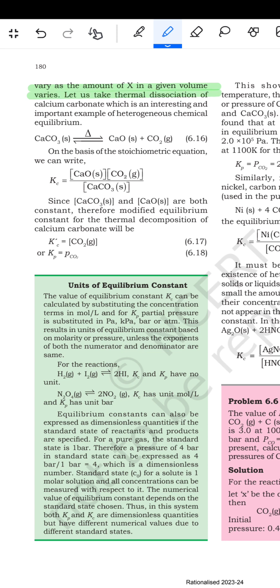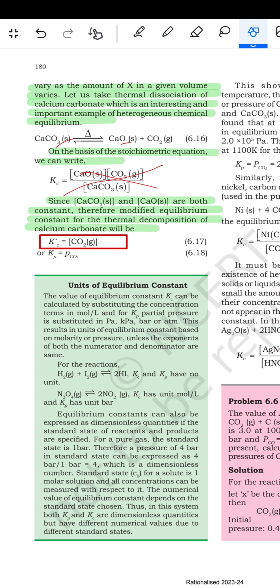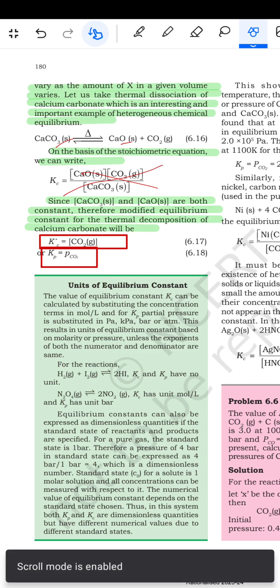Let us take the thermal dissociation of the calcium carbonate, which is an interesting and important example of the heterogeneous chemical equilibrium. तो CaCO3 को हीट करके ब्रेक कर रहे हैं CaO प्लस CO2 में. अब यहाँ पर CaCO3 भी सॉलिड है, CaO भी सॉलिड है, तो इसको लेंगे ही नहीं. तो ऑन द बेसिस ऑफ द स्टोइकियोमेट्रिक इक्वेशन हम लिख सकते हैं, लेकिन इसमें सॉलिड है तो इसको नहीं लेंगे. तो CaCO3 एंड द CaO आर बोथ कॉन्स्टेंट. Therefore, the modified equilibrium constant for the thermal decomposition of the calcium carbonate will be K dash, डायरेक्ट सिर्फ पार्शियल प्रेशर ऑफ CO2 के केस में, यानी Kp इक्वल टू डायरेक्ट लिख देंगे पार्शियल प्रेशर ऑफ CO2.